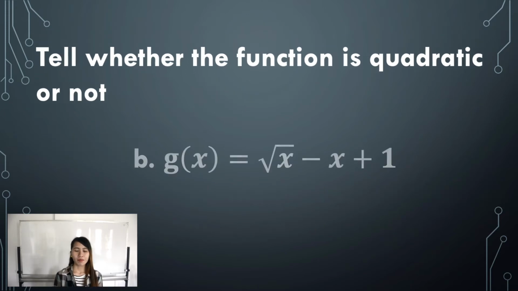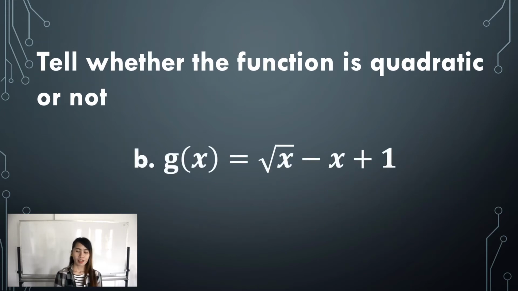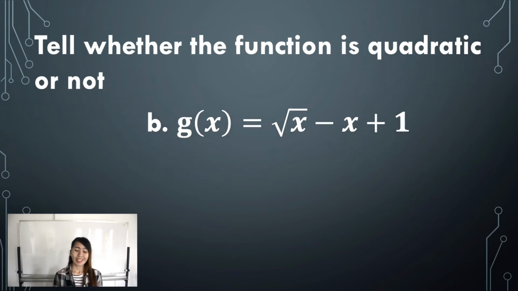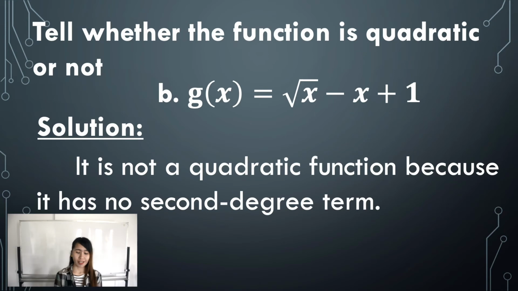Another example, g of x, it is the same with f of x. G of x is equal to square root of x minus x plus 1. So it is not a quadratic function because it has no second-degree term. As you remember, a quadratic function is characterized by a second-degree term. So if the given function has no second-degree term, it means it is not a quadratic function.